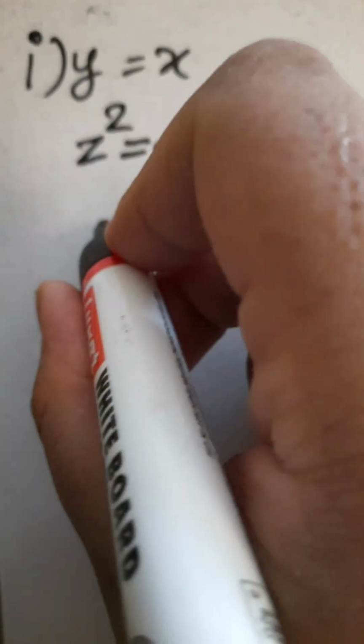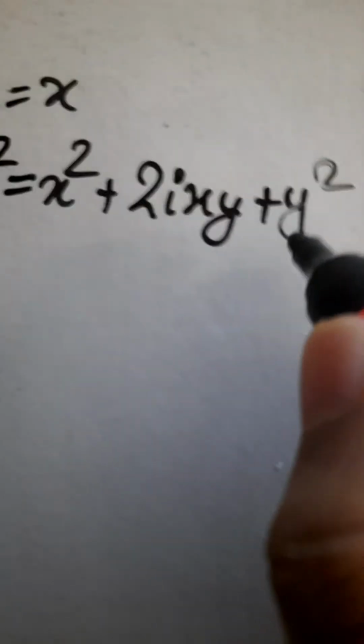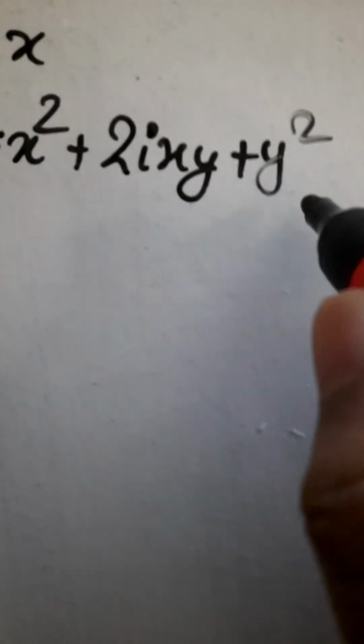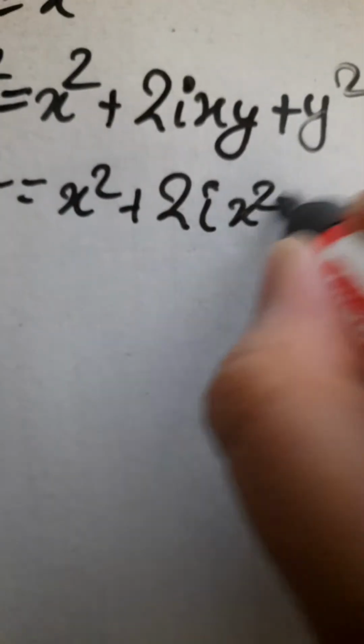Okay. So now let's first take z square. Z square equal to x square, we found this. Okay, plus 2ixy plus y square. Now what we have to do is, since we have y equal to x, we would substitute x here because y is equal to x. Y and x are the same. So we would put x in this y area, it would still be the same. So z square equal to x square plus, and here also x, okay, 2ix square.